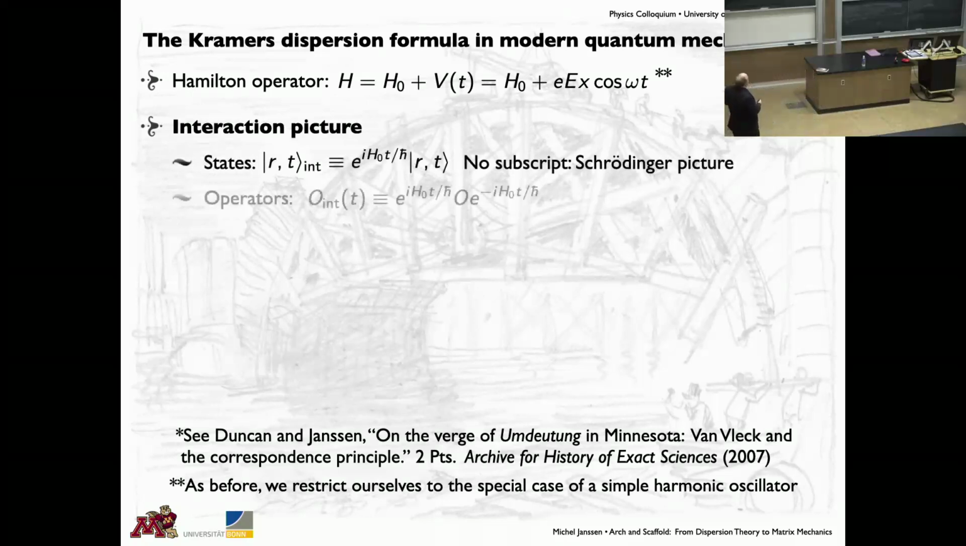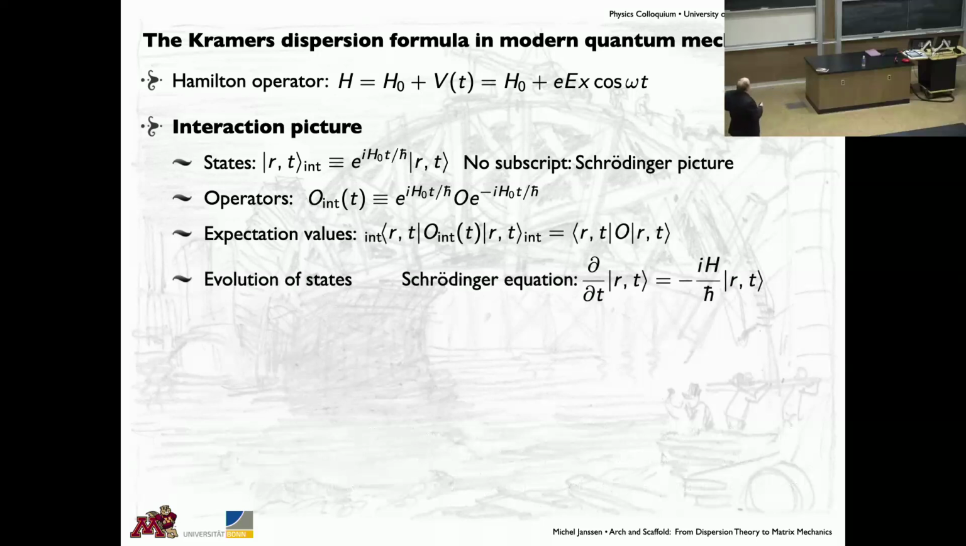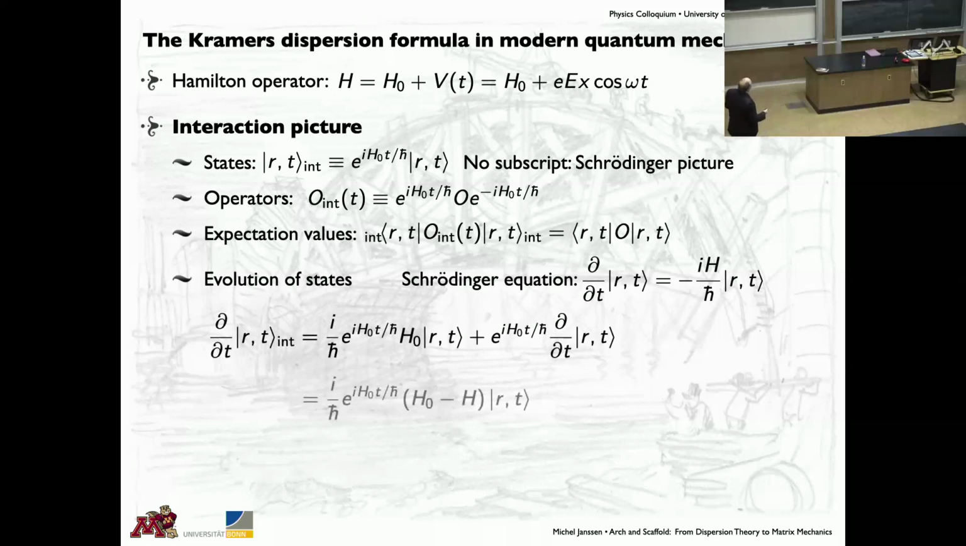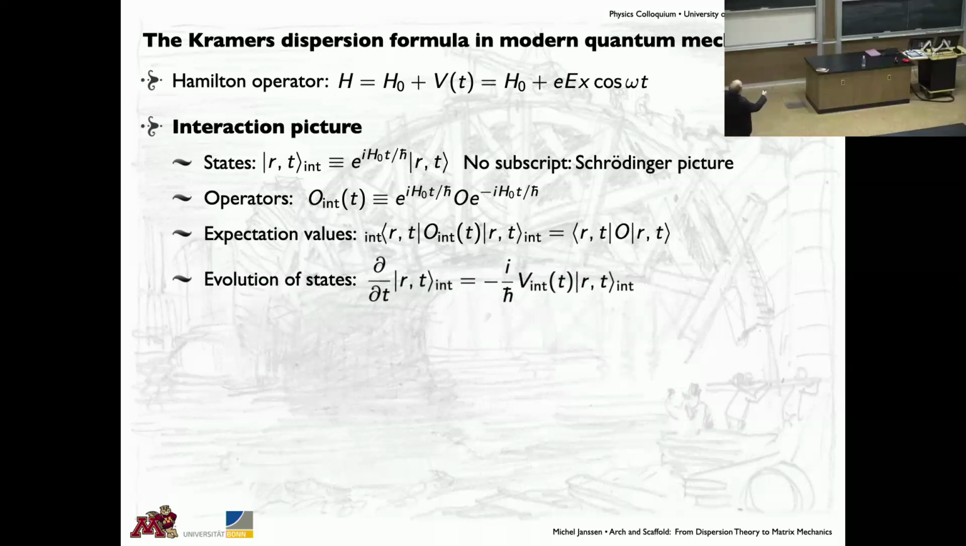The first slide is just reminding you of how the time dependence is carried by operators and states in the interaction picture, and how the evolution of states in the Schrödinger equation turns, after a few simple steps, into an equation that depends only on the interaction part of the Hamiltonian. Sadly, I realized that "interaction" here stands both for the interaction part of the Hamiltonian and the interaction picture. So that was less elegant.